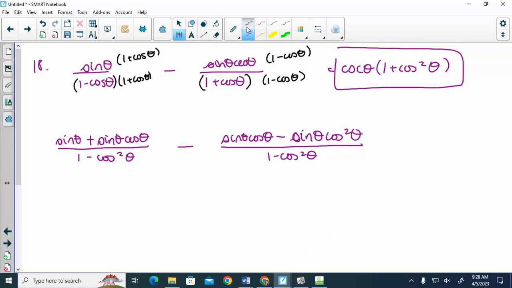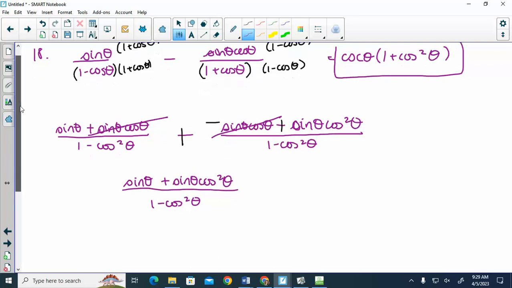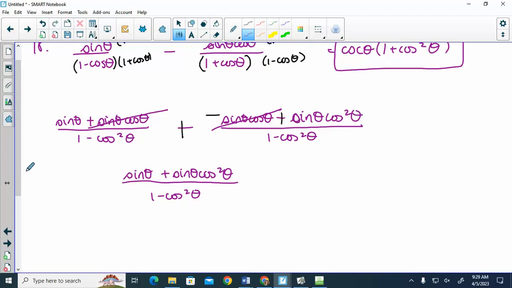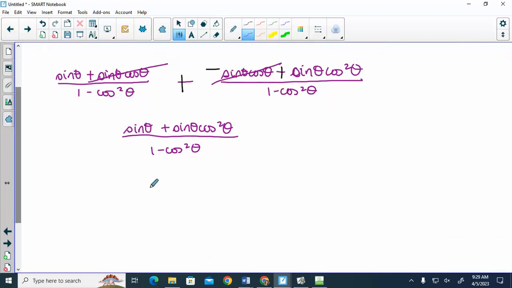Alright, if we want to subtract, I can change this to a plus and distribute my negative. These denominators are the same, so I can make one big fraction now. So when I put them together, we have a sine theta cosine theta, and negative sine theta cosine theta. Those drop out. Plus sine theta cosine squared theta. Any ideas what to do from here?